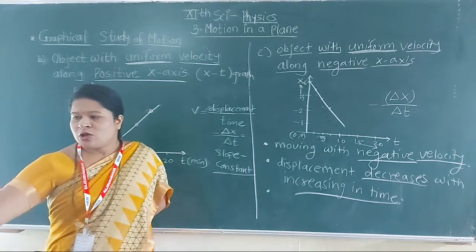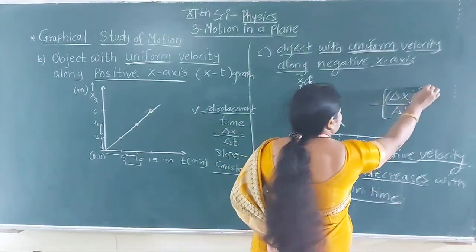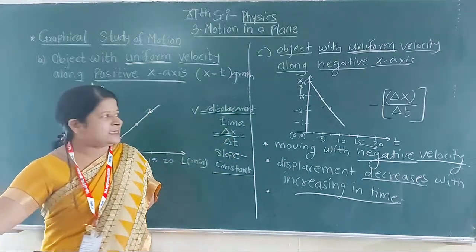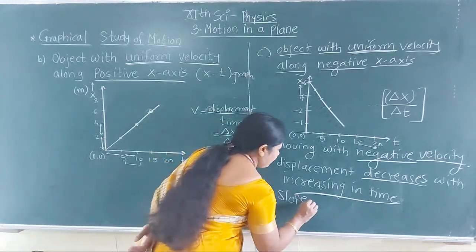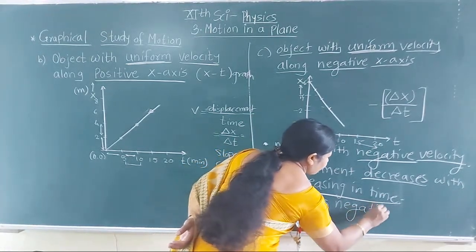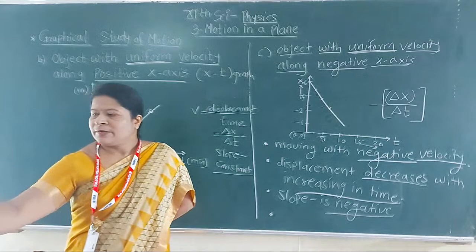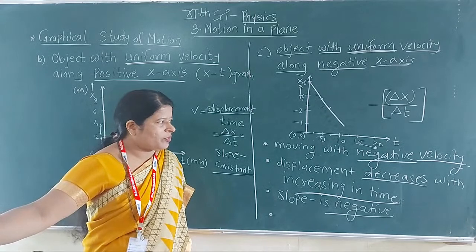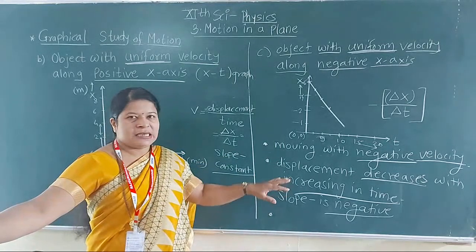Next point is the slope of the graph is negative. Slope means delta x divided by delta t. The slope of the graph is negative. I write here the slope of the graph is negative. And the next important point of this graph is that it indicates that the velocity of the particle is negative. Velocity of that particle or object is negative.